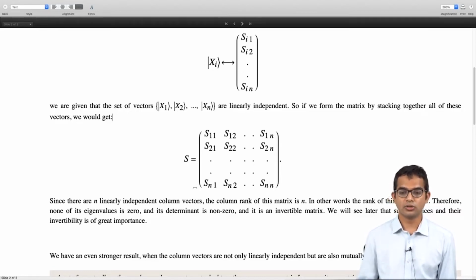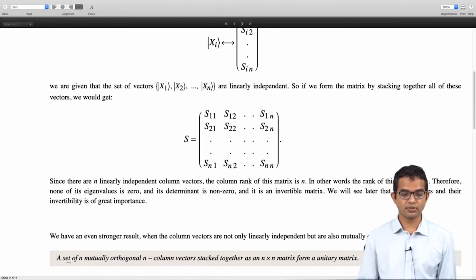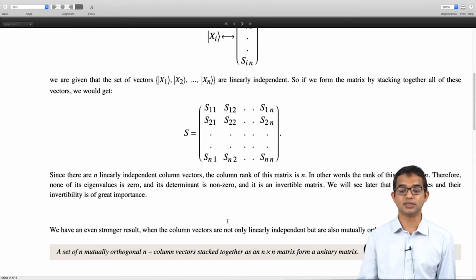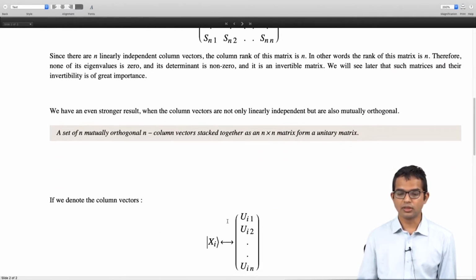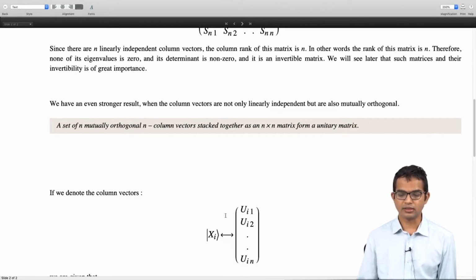And so on. So if you do that, then we have a stronger result. In fact, if you take a set of n mutually orthogonal n column vectors and stack them together to form an n by n matrix, then this resulting matrix is not only invertible, but in fact it's going to be unitary. You can read off its inverse, right? So it's a remarkable and very beautiful result that this happens, right?